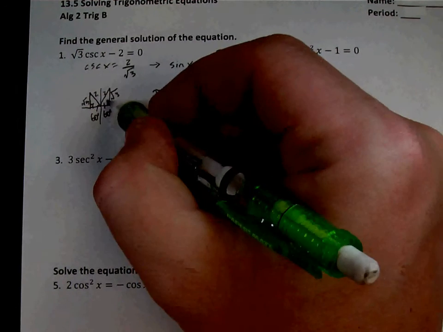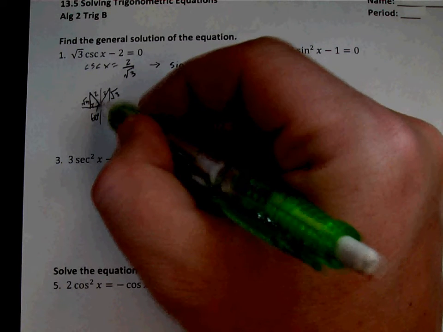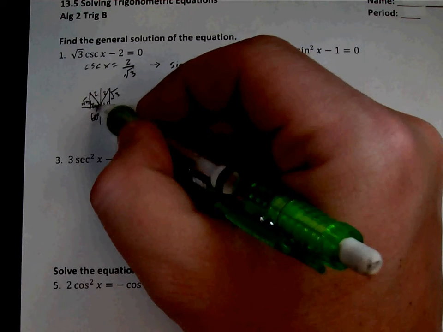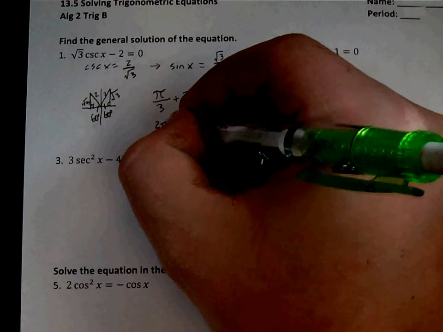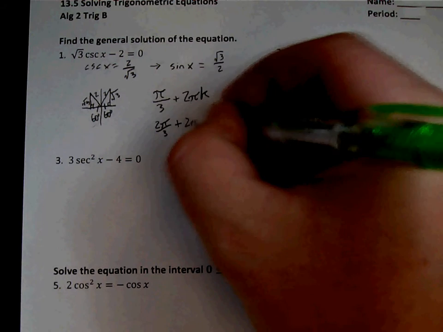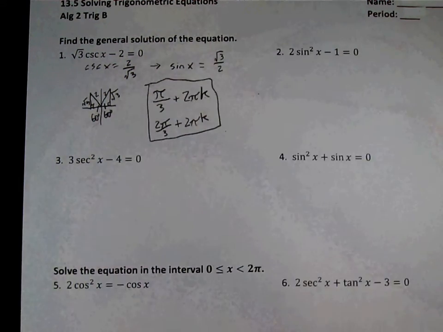But then I also have another one over here at 120 degrees, or it's 60 degrees shy of a pi. So 1/3 pi shy of a full pi. That means it's 2/3 of a pi. So 2/3 pi radians plus 2 pi k to make it a general solution. And there are our answers for number 1.